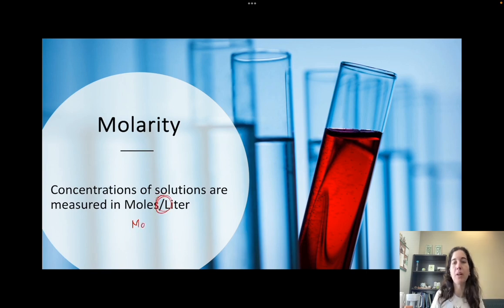Remember this slash? Remember how I told you to be very careful about how you write this? So make sure that you write it as moles over 1 liter. I would not put them both on the top. And this is our new unit. This is called molarity.